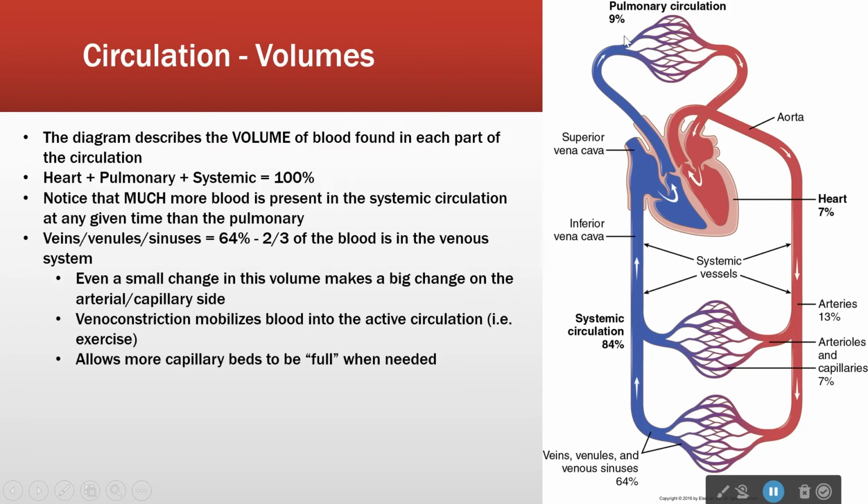We can also see here that the systemic circulation has 84% of the blood at any given time, pulmonary circulation 9%, heart 7%. So what does that tell you? It tells you that we got a lot of pipes on the systemic side. So at any given time, most of the blood is in the systemic circulation, specifically in the systemic circulation that doesn't include the heart.